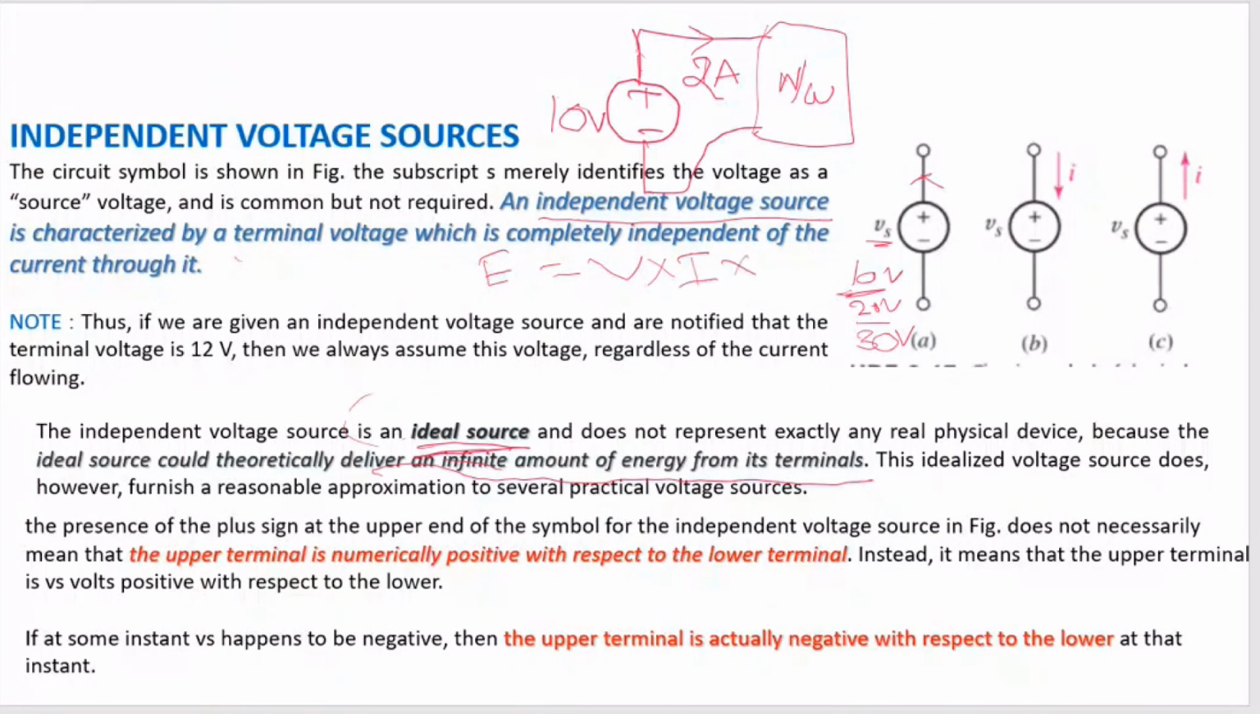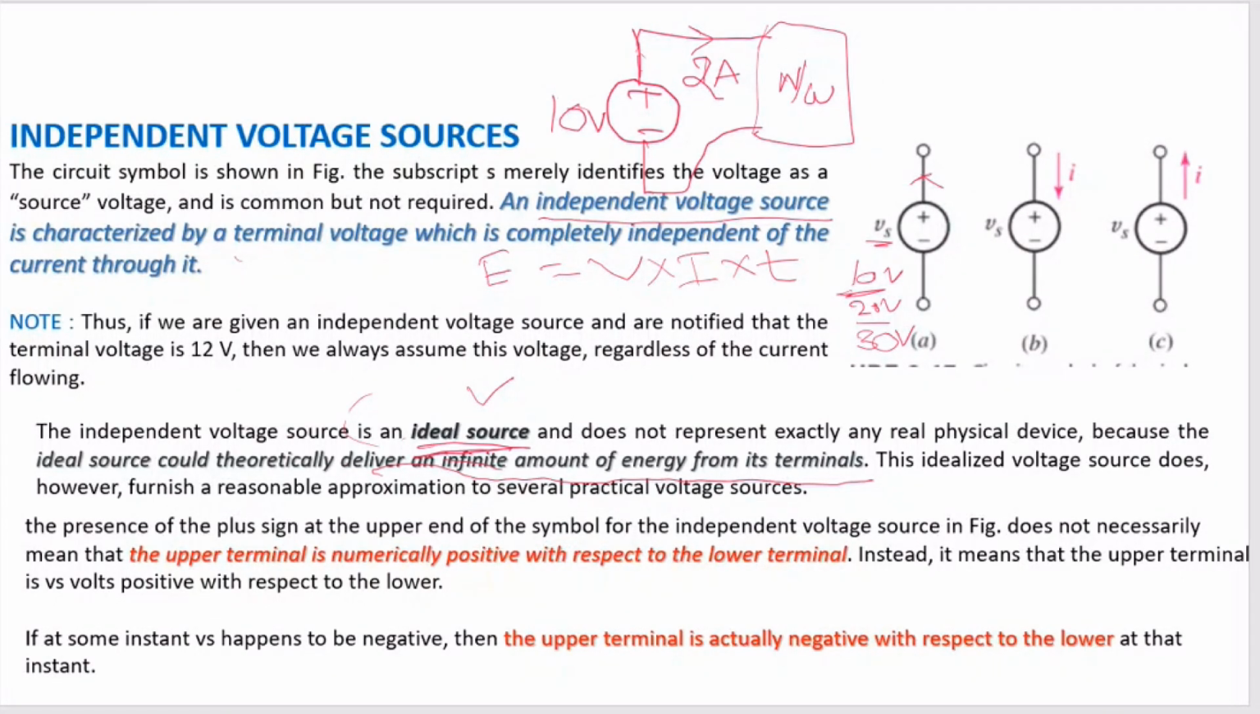That means an ideal source, whether it is a voltage source or a current source, will deliver an infinite amount of energy from its terminals. That is called an ideal source. But an ideal source never exists. For our convenience in doing the problems, we assume that we have taken an ideal source. While doing the problems, we will assume that it is an ideal source, but an ideal source does not exist. For problem-solving purposes, we are dealing with ideal sources.